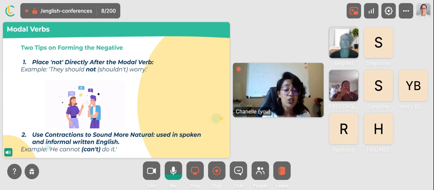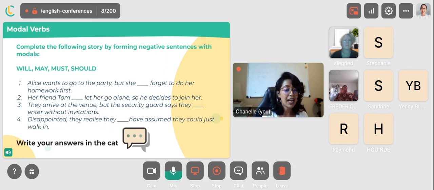Number 2, we use contractions to sound more natural. So it is used in spoken and informal written English. He cannot do it, he can't do it. Even though it is more natural to use the apostrophe, the contraction, you can use the full word, the full phrase, if you prefer.